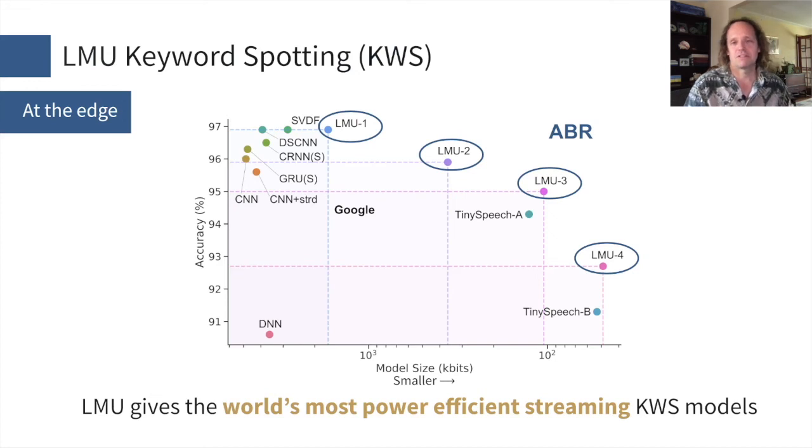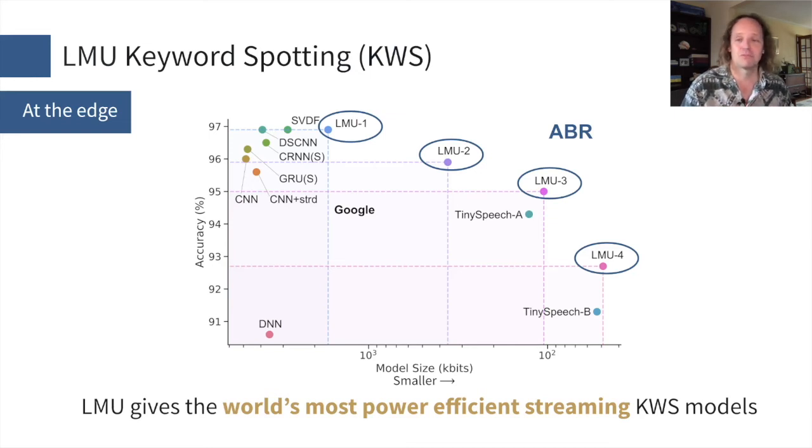And this is what lets us make the claim at the bottom of this slide that the LMU gives the world's most power-efficient streaming keyword spotting models. Now, from a NengoEdge perspective, this is the very first thing that I think is absolutely the easiest to do on NengoEdge. So if you have any kind of keyword spotting problem at all, this is going to work for you. We've taken these results and we've scaled them up.